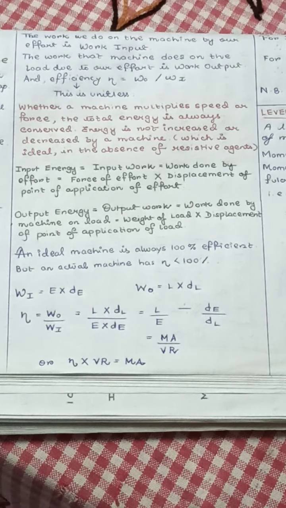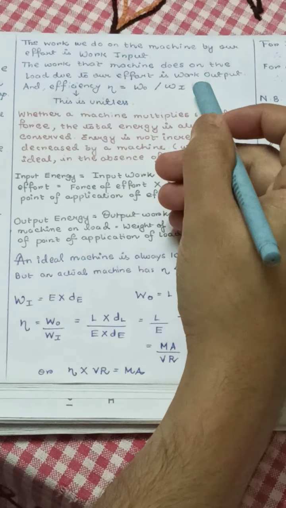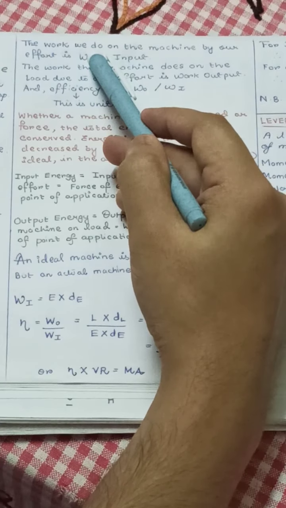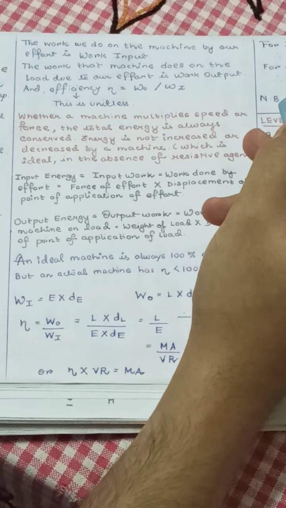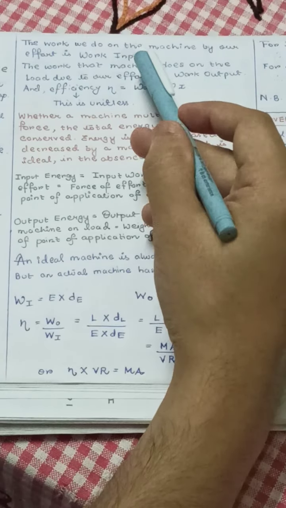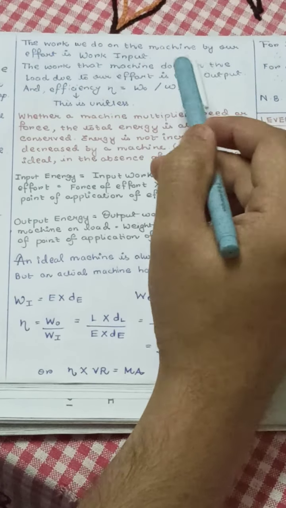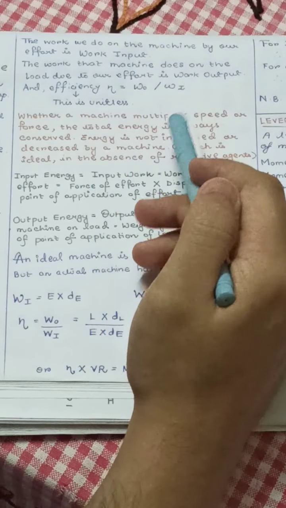So having talked about effort and load, or the displacement of effort and displacement of load, the next obvious destination is work, because we already know that any kind of work is equal to force into displacement. So what is work input? That is the work that we do on the machine by virtue of our effort. So we are applying an effort on the machine to overcome the load. The work that we do in the process is work input, and the work which the machine does on the load due to our effort, that is the work output.